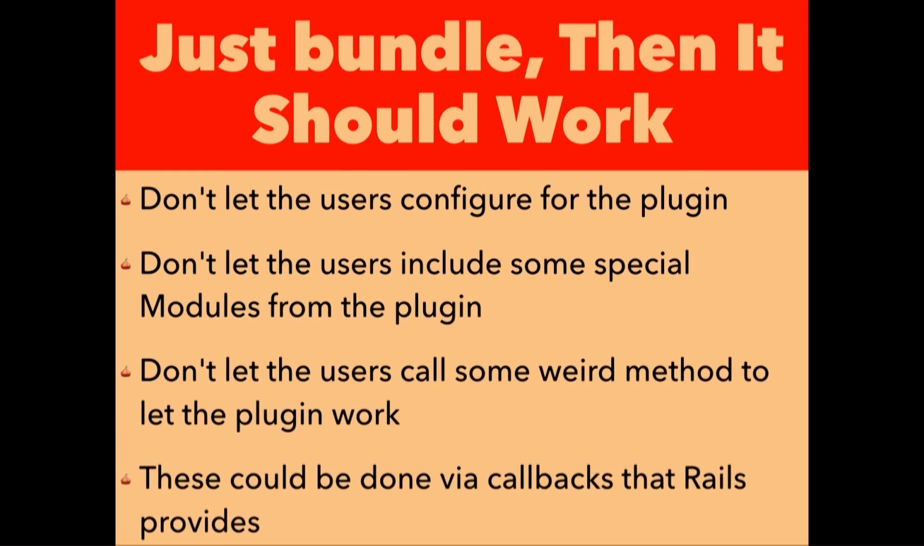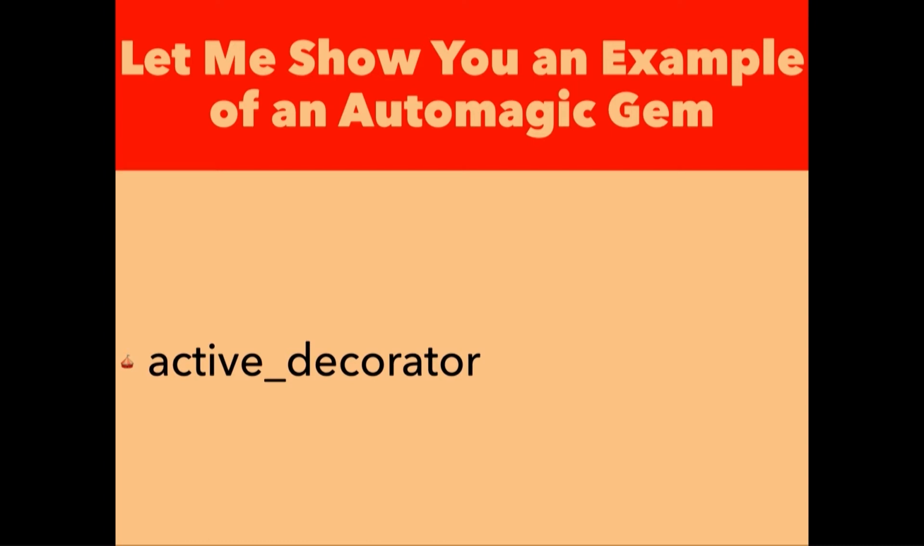So this was my first topic about the modern gem patterns, and the next topic is auto magic. What I mean by auto magic is just bundle and play. Like I don't like plugins that let the users configure or write some code before using the plugin. I mean, like you need to include this module, or you need to declare something in your models. I don't like that style. So let me show you an example of how I do it in my gem.